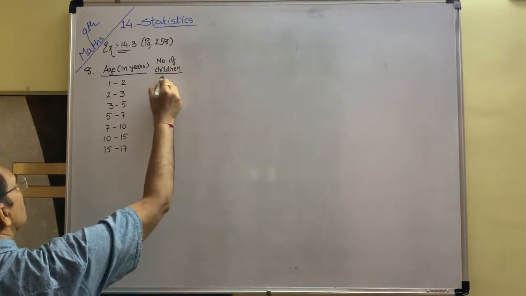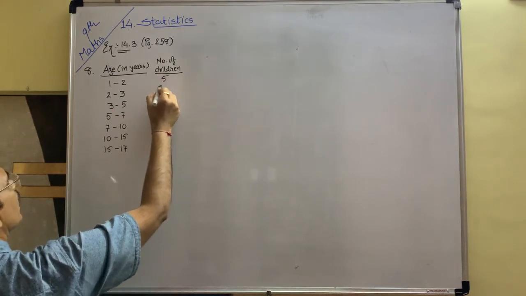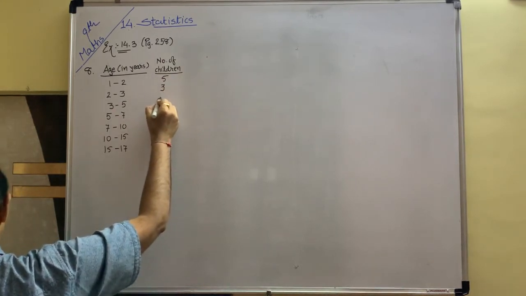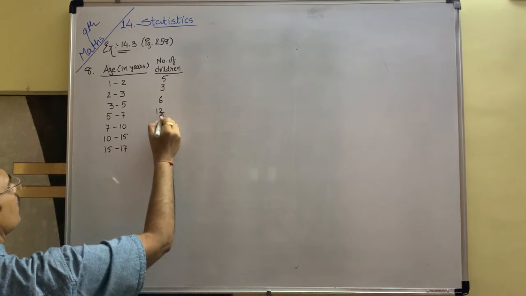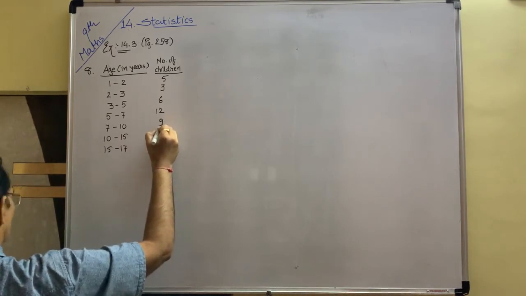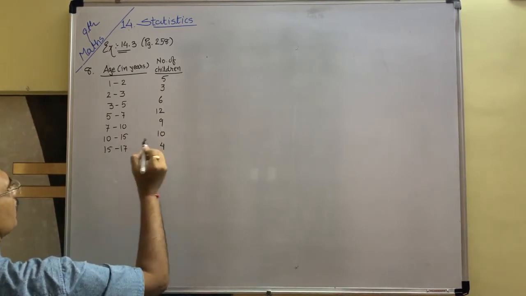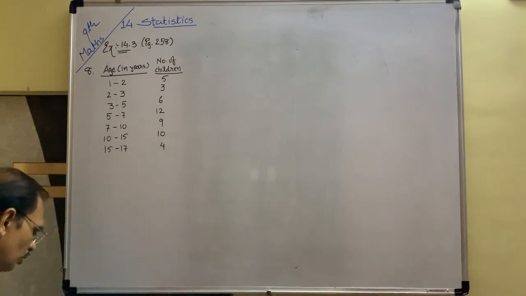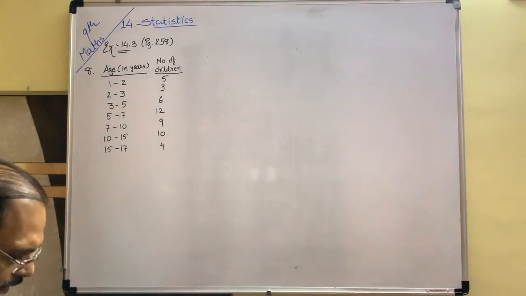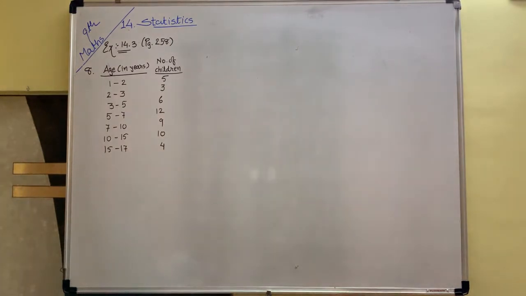that is our frequency: 5, 3, 6, 12, 9, 10 and 4. Draw a histogram to represent the data above. See the data properly.